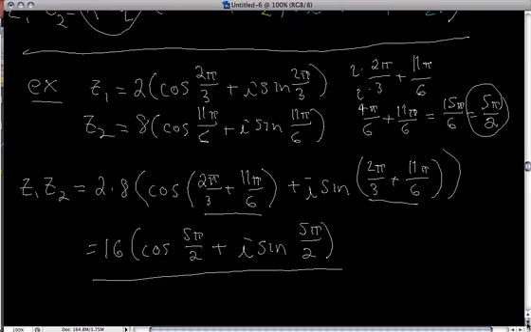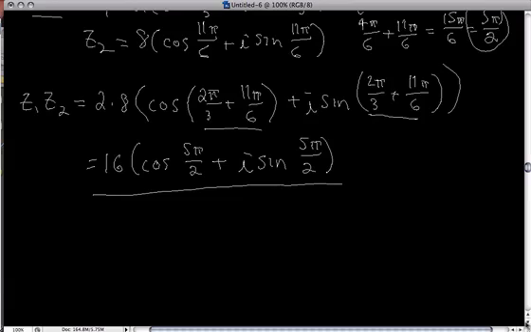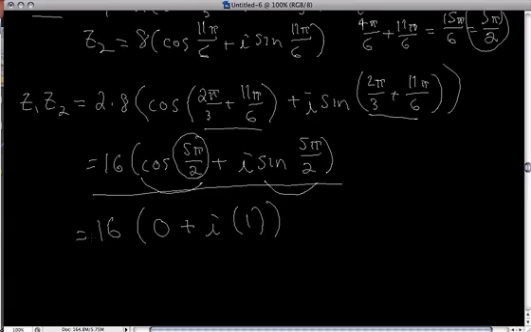If you want to write the product in standard form, then you just evaluate cosine and sine of 5 pi over 2. 5 pi over 2 is coterminal, of course, with pi over 2. So cosine of pi over 2 is 0, and sine of pi over 2 is 1. So another way to write this would just be 16i.